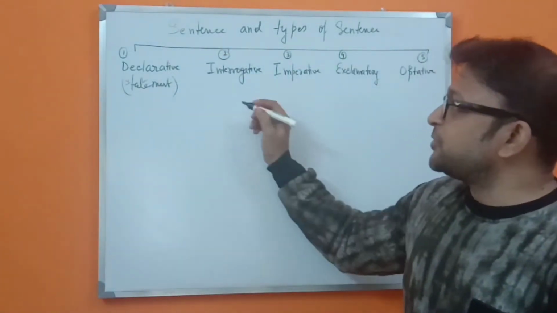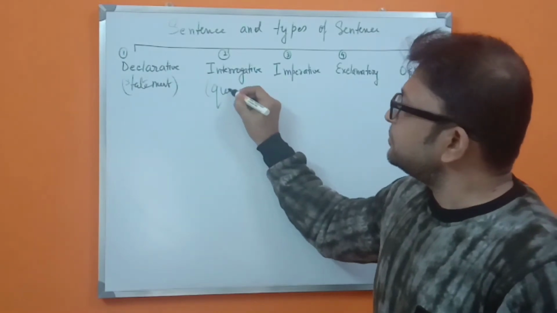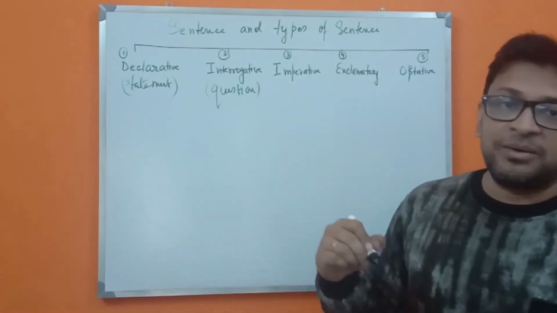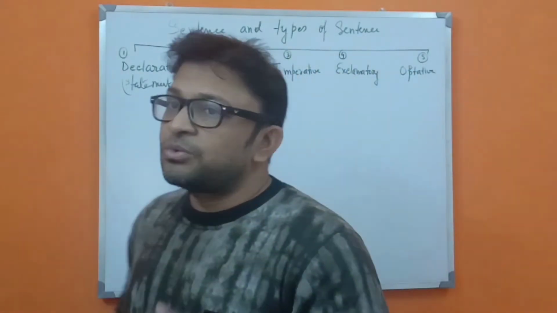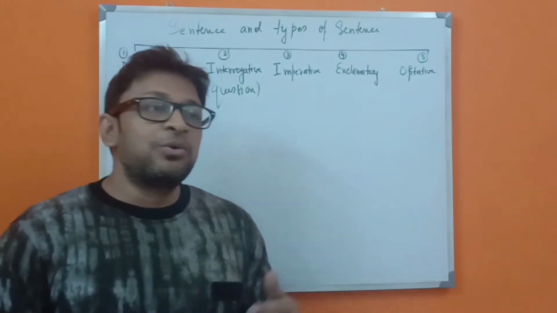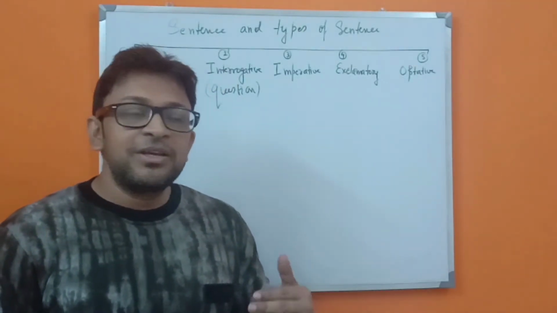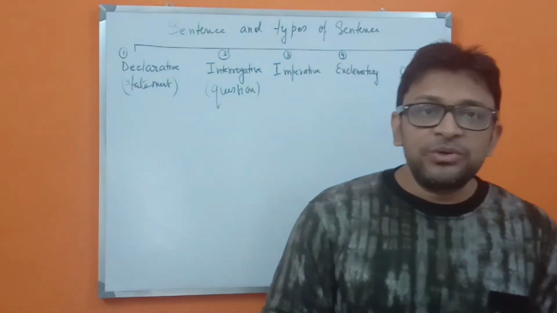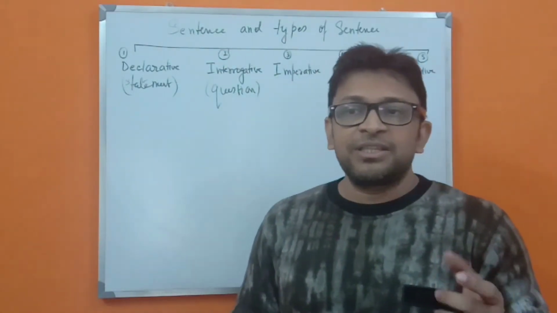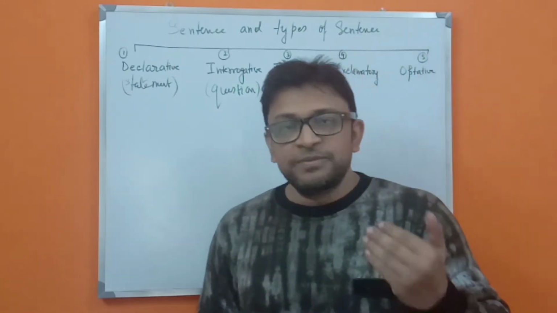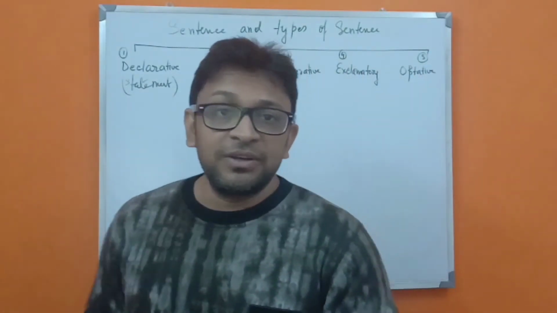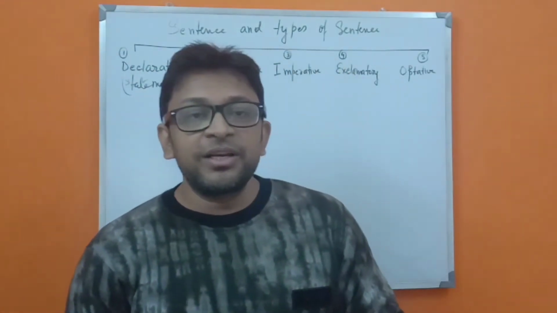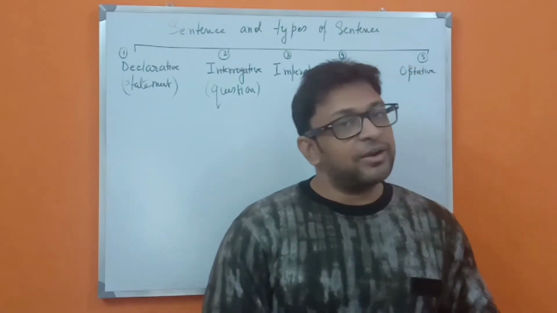Next comes interrogative, that means question. You are going to question someone. Whenever you are going to question, for example, will you go to school, did he come? These are questions. Suppose you are making a sentence: are you going to school today? When you start with an auxiliary verb which gives you a question, the punctuation will obviously be the interrogative sign. We can also make questions by using interrogative words.